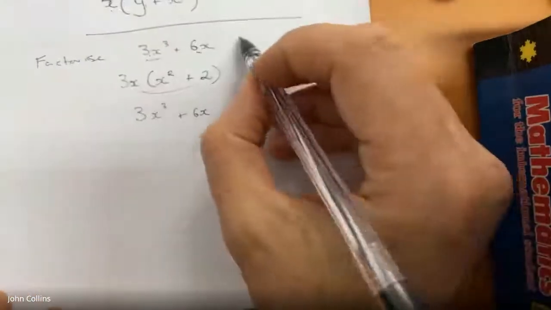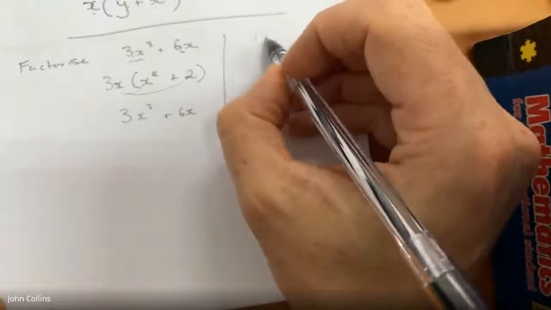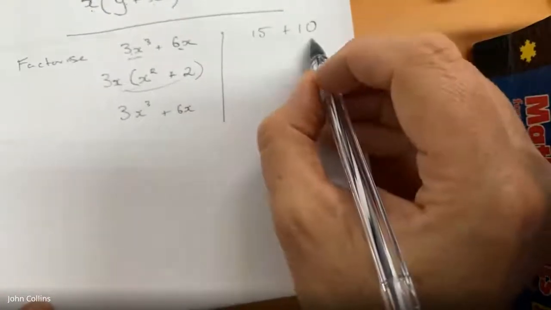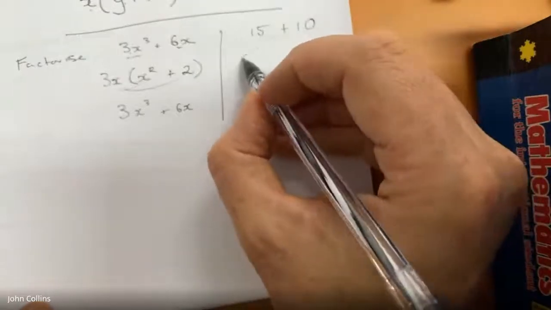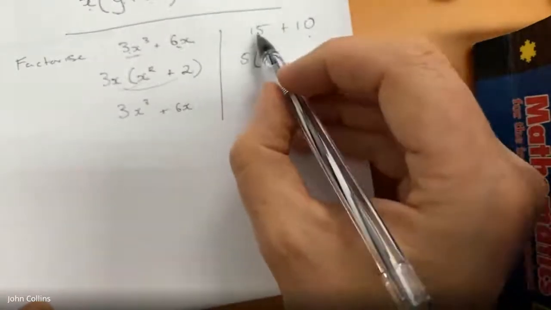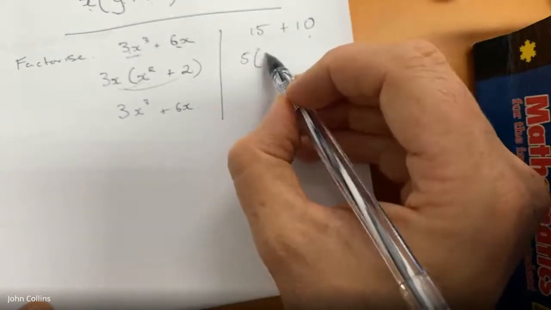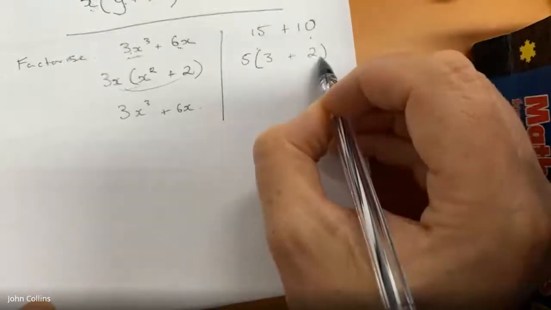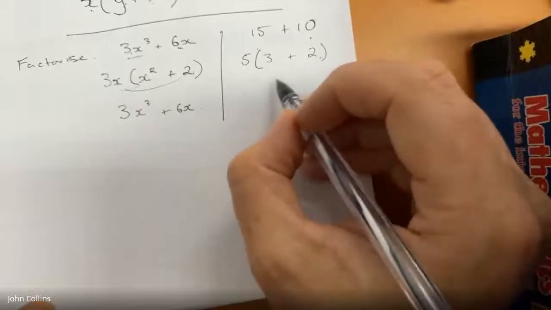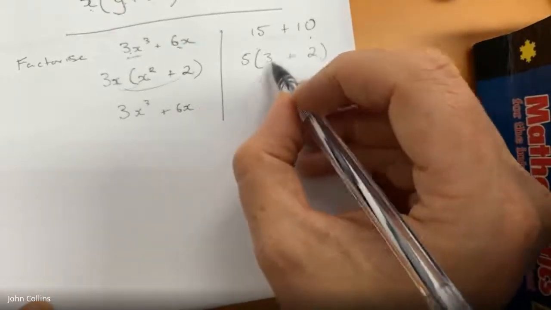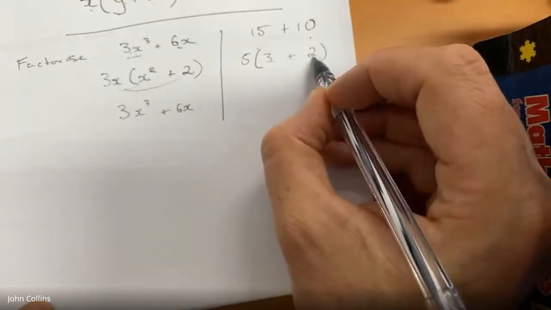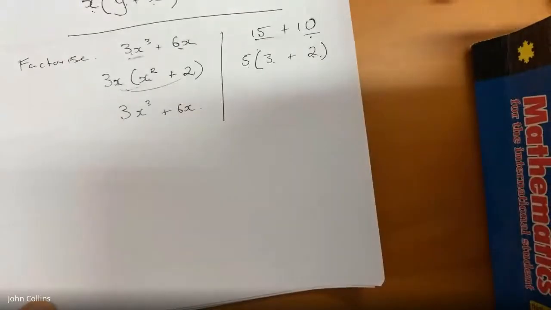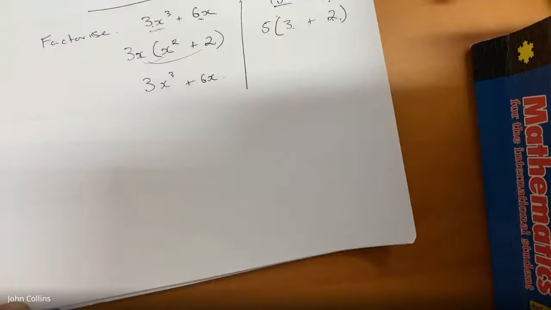So it's the exact same thing as if you had 15 plus 10. What's the highest common factor of both of these? Well, 5. So that can be written 5 times 3 plus 5 times 2. And I write it like that. And then 3 plus 2 is 5, and 5 times 5 is 25, which is the same as 15 plus 10. It's the exact same thing.